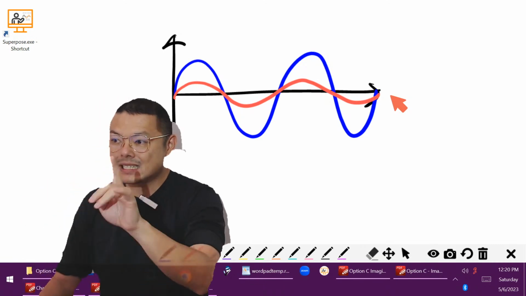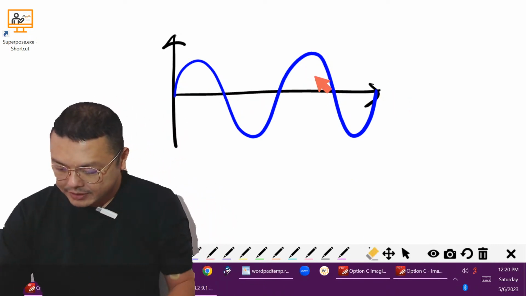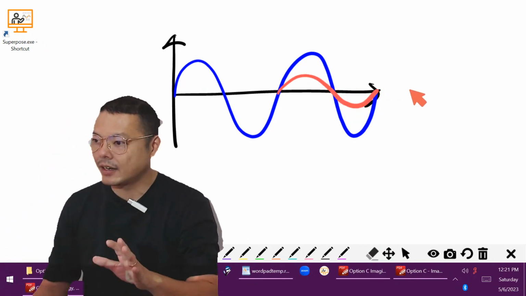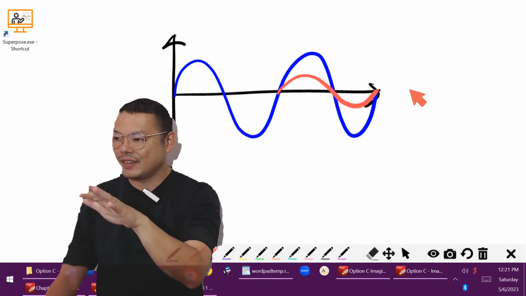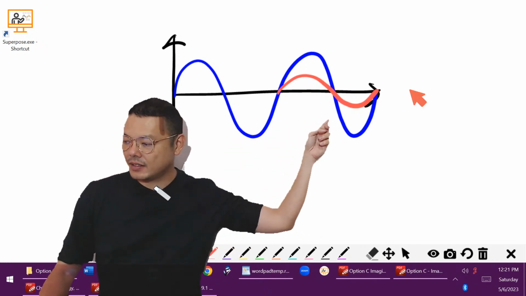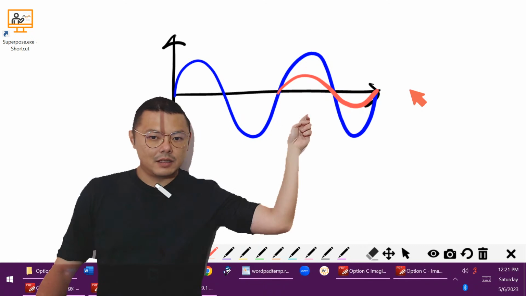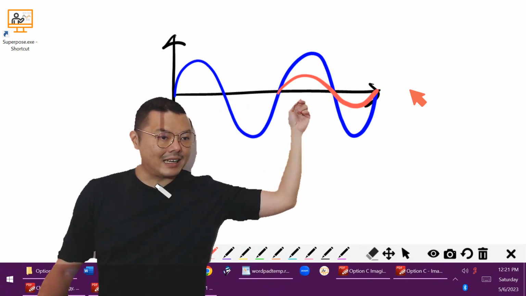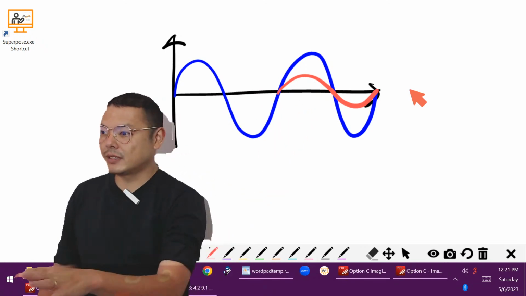Even if one started before the other, let me show you this. Even if one started and the other one only started one wave later, this is still considered as in phase. Do you see this? Even though one started and then the second one only started one wave later, this is still considered in phase.